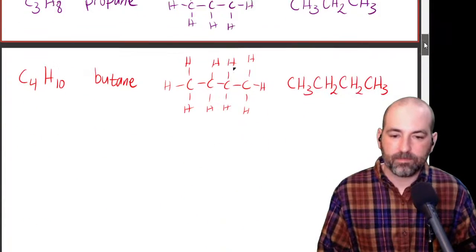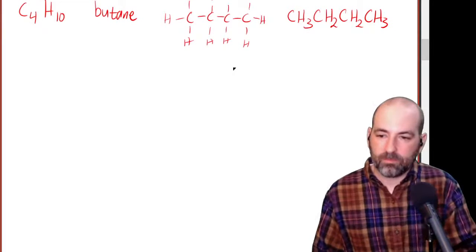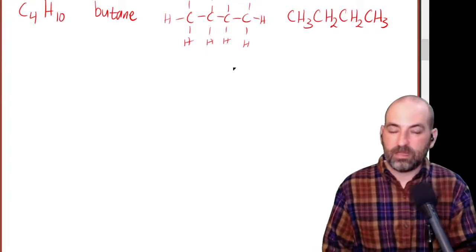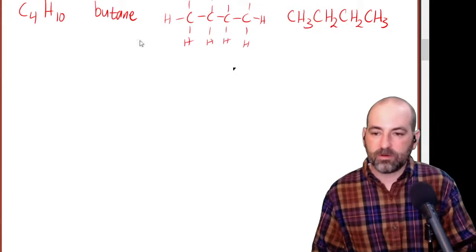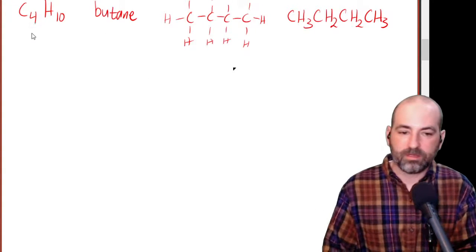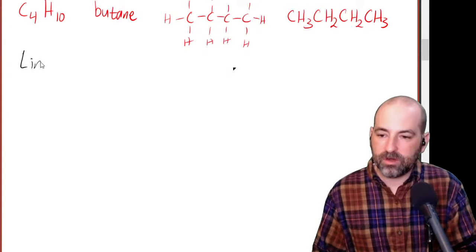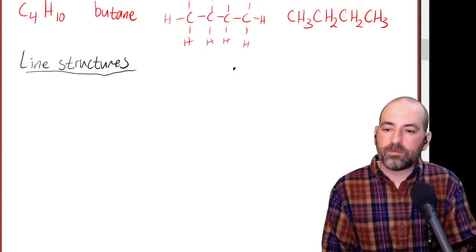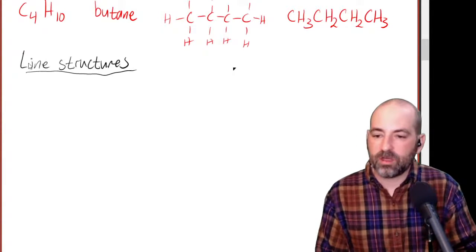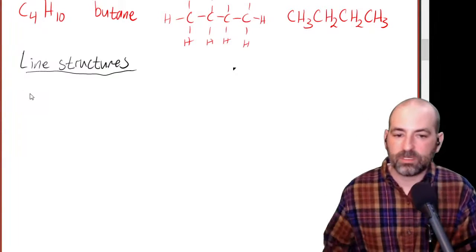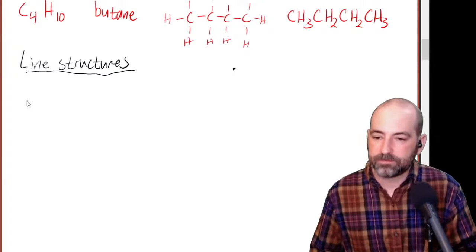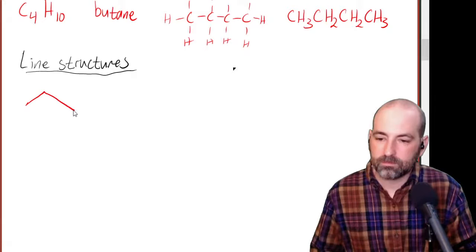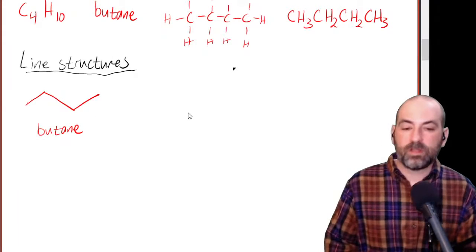Now we're going to look at one more way of drawing structures that is even more convenient and nice, but is also maybe a little harder, so it takes a little bit of work, and these are known as line structures. So to demonstrate this, I want to give you a couple examples. Let's draw a line structure for butane, which is the molecule that we just drew above. So there it is. That's it.